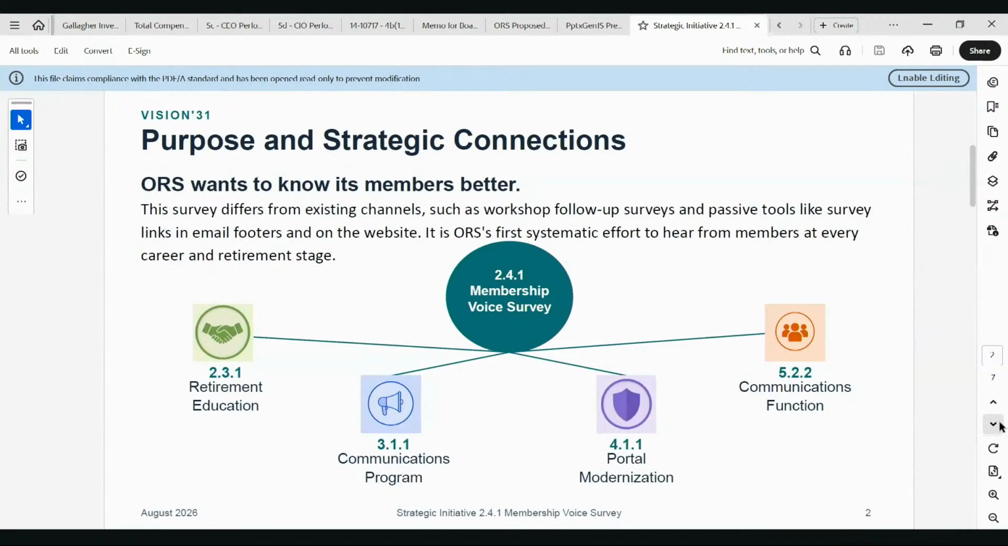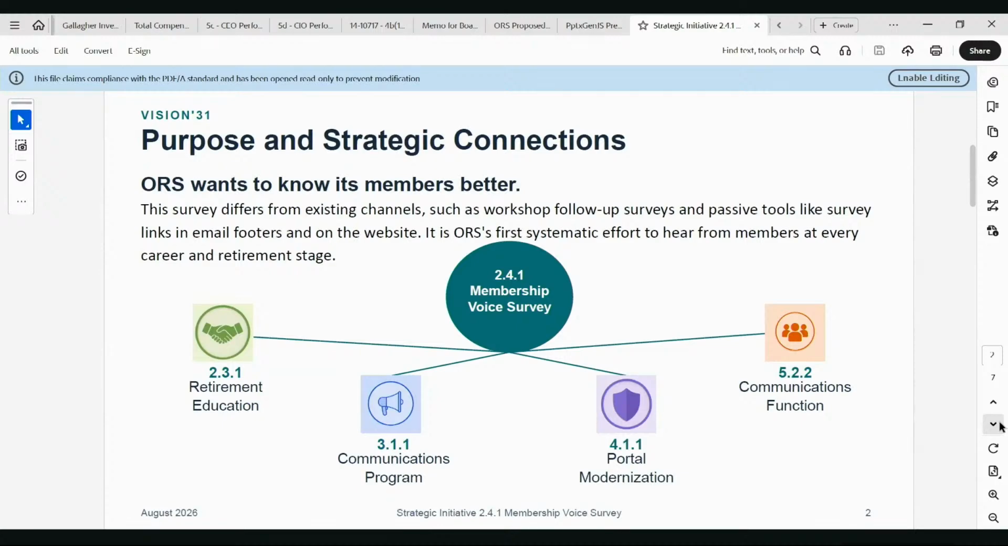Not that we couldn't produce retirement education or a communication program or work on portal modernization, because we've already started some of those and have some of those in place. But what we want to do is, where we're going to make investment, we want to know where we can add the most value for our limited resources. We want to get the membership's voice included in that process so that when we're making decisions and bringing recommendations to the board, we'll have that as a foundation, as input, so that we can focus on the best places that also have some foundation in our membership's wants.